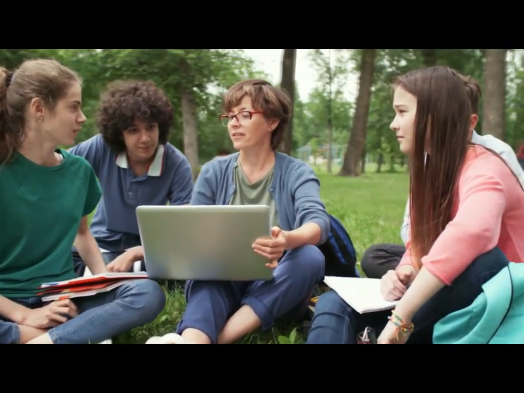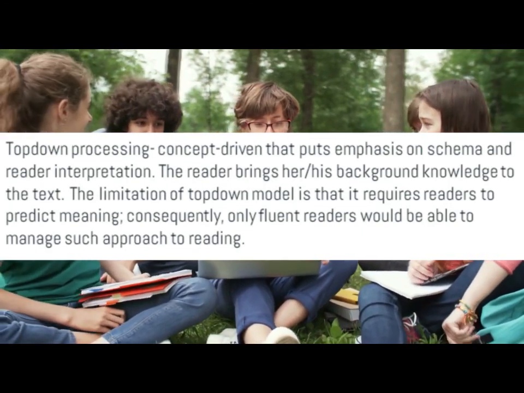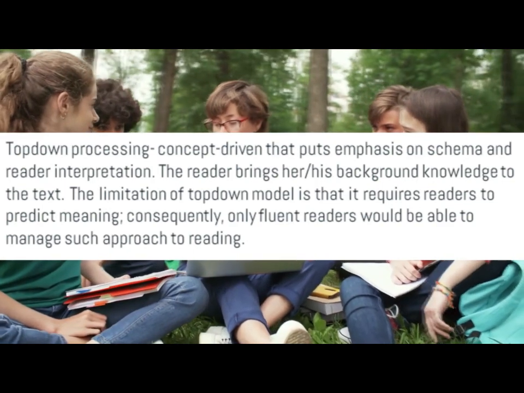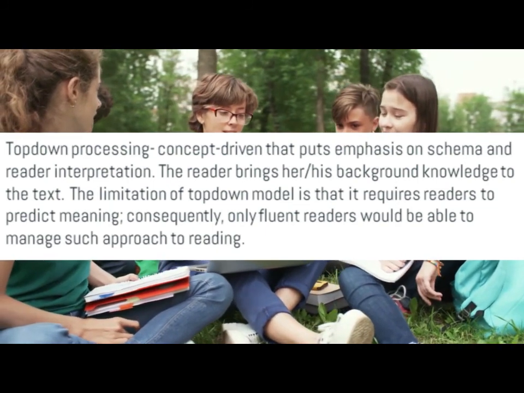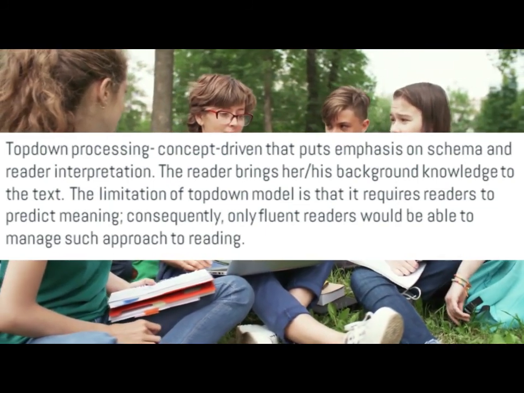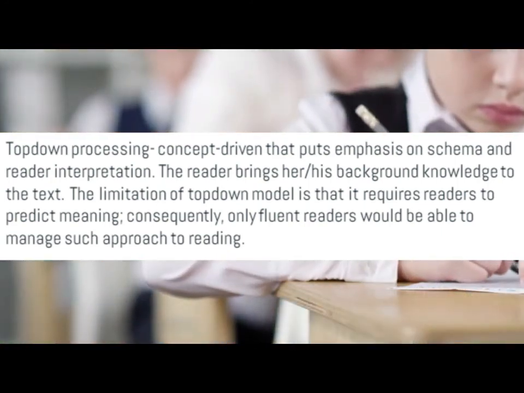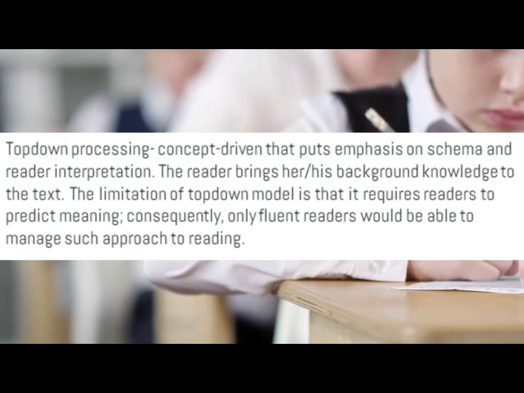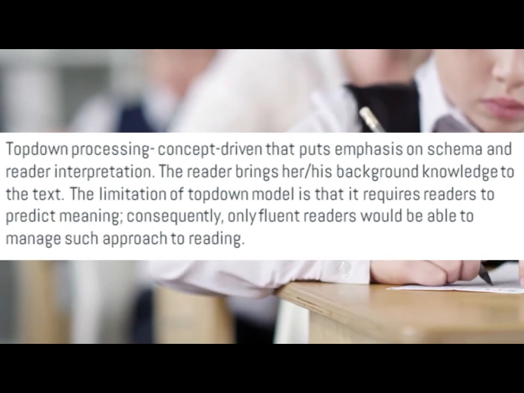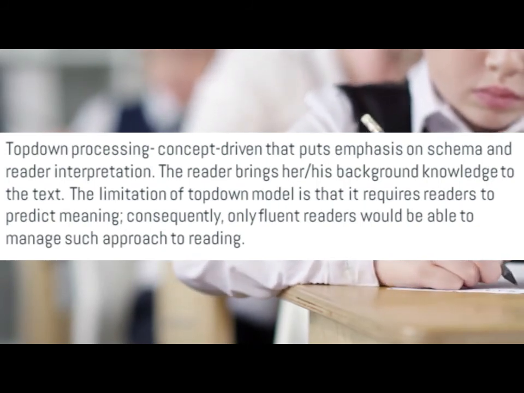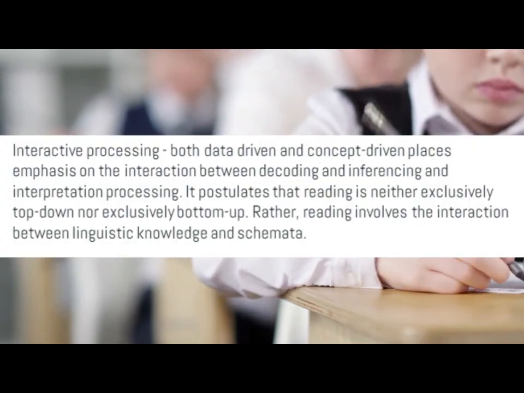Next, we have the top-down processing, which is concept-driven and puts emphasis on schema and reader interpretation. It assumes that reading starts from making meaning in the mind of the reader, which will then influence the sampling of the text to substantiate or disprove the reader's hypothesis. In short, the reader brings his or her background to the text. The limitation of this process is that it requires readers to predict meaning, and only fluent readers would be able to manage such an approach. Lastly, we have the interactive model, which is both data-driven and concept-driven.